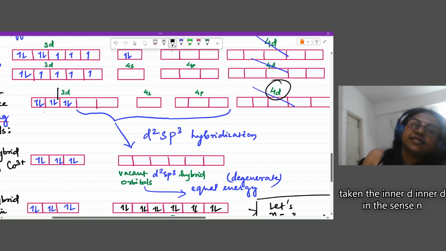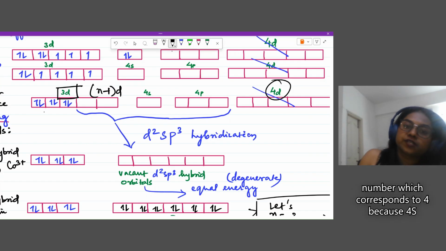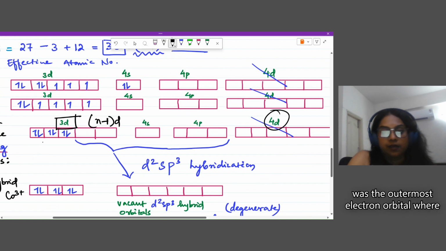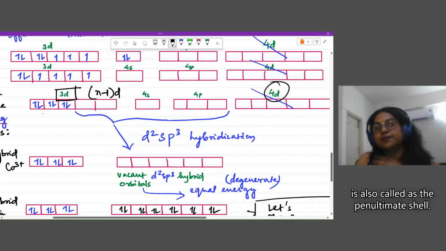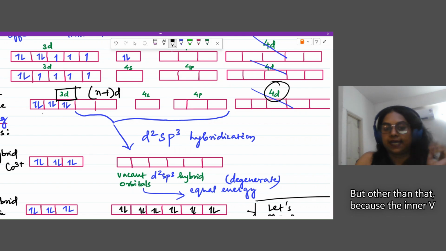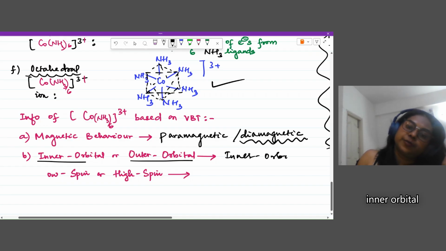Because we've taken the inner d, in the sense n minus 1 d, where n is the principal quantum number, which corresponds to 4, because 4s was the outermost orbital where outermost electrons were filled. This is also called the penultimate shell. Because the inner d is used, this is going to be an inner orbital complex.